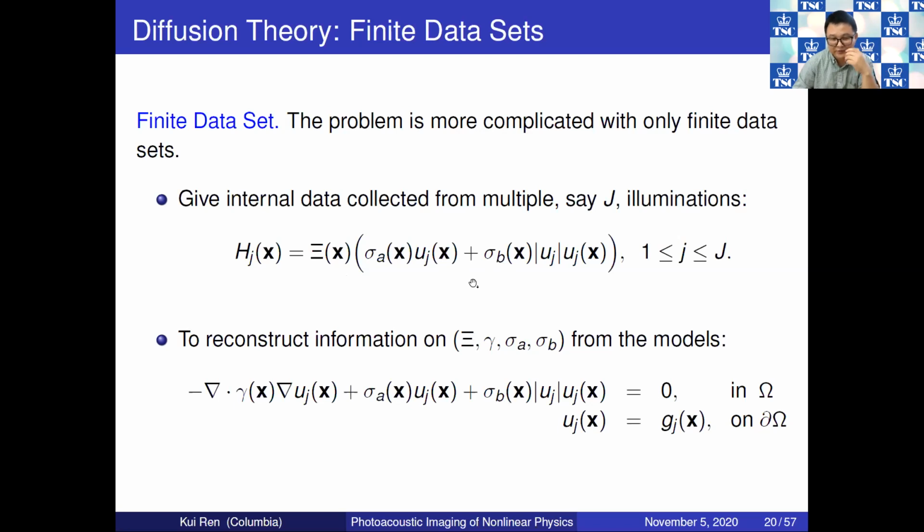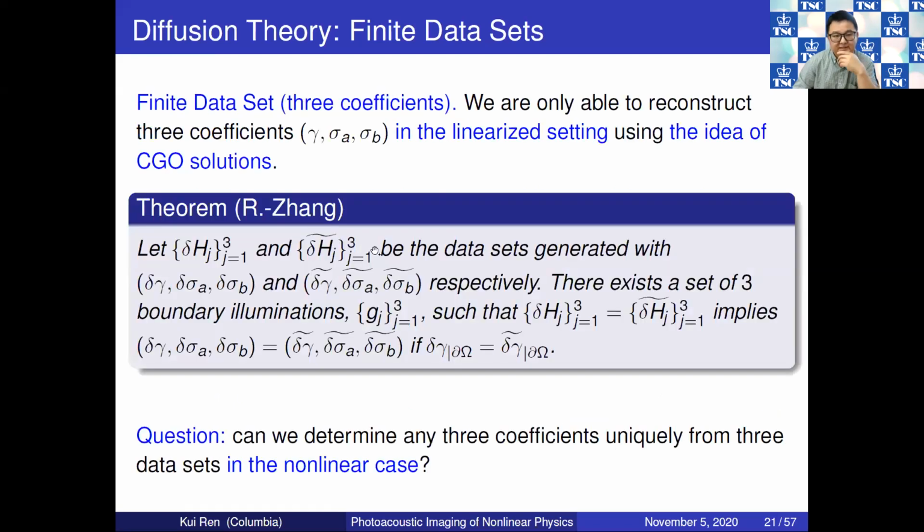At least, again, I don't know how to solve it. But if you linearize the problem, so this is a linearization of the inverse problem, okay? That is, you really look at perturbation of the coefficient around some background. If you linearize the problem, then you can show that there's a uniqueness in the reconstruction of these 3 coefficients, gamma, sigma A, sigma B. Again, after you linearize these problems.